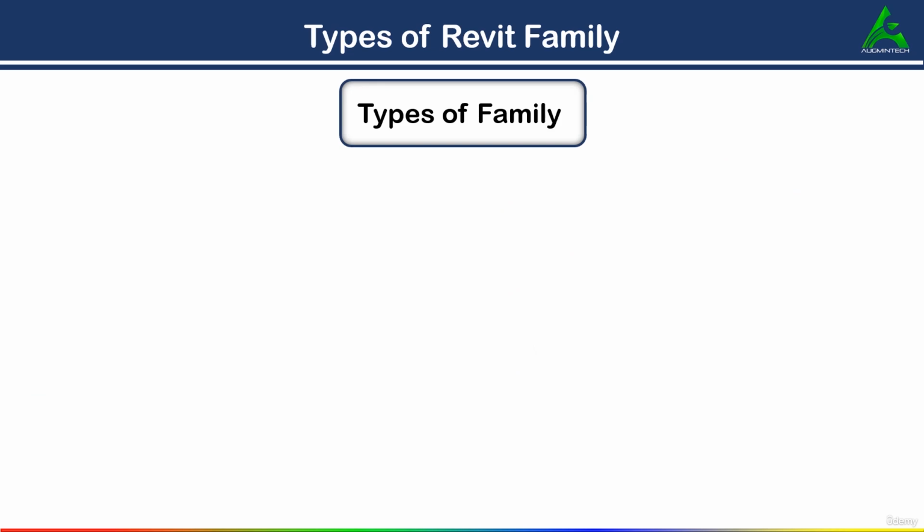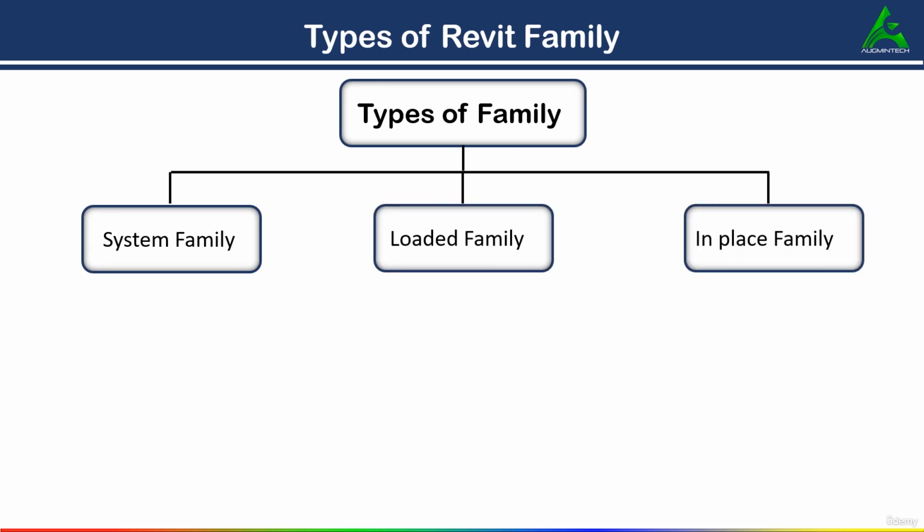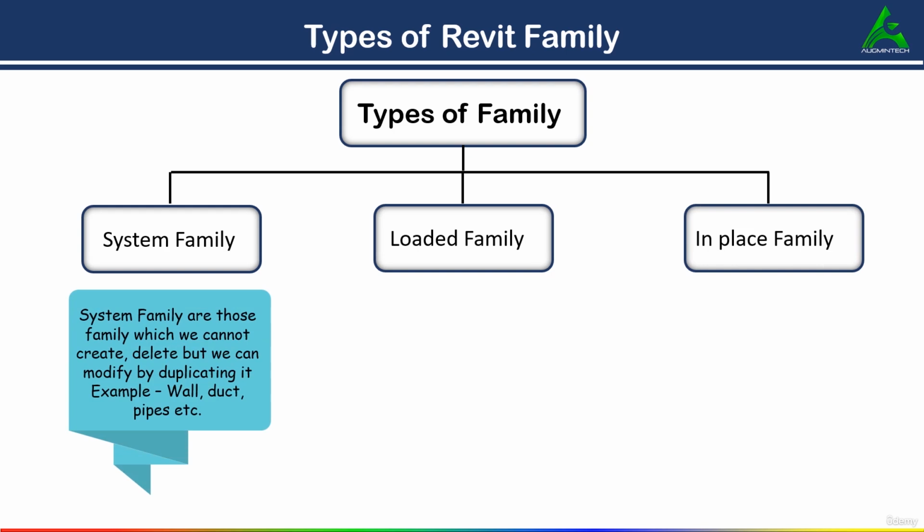Now the next topic which we have to discuss is types of Revit family. Basically, Revit families may be classified into three types: first is system family, second is loaded family, and third is in-place family. We will discuss these one by one. So what is system family? System families are those families which we cannot create or delete, but we can modify by duplicating them. For example, wall, duct, pipes, etc.